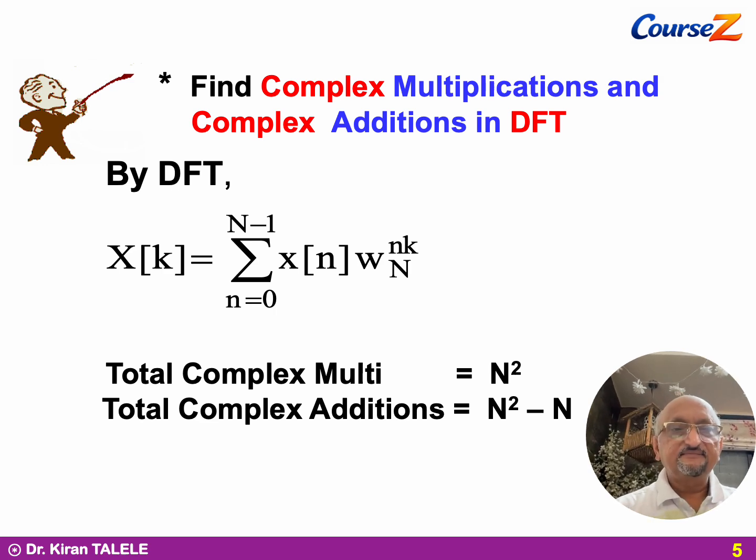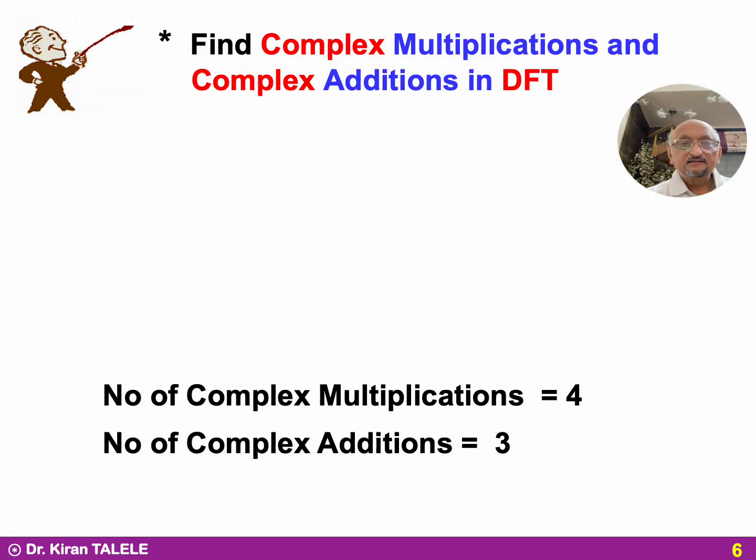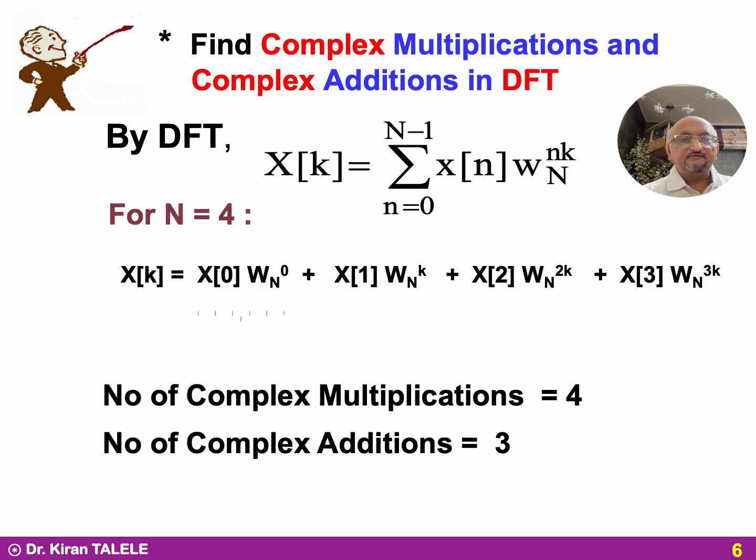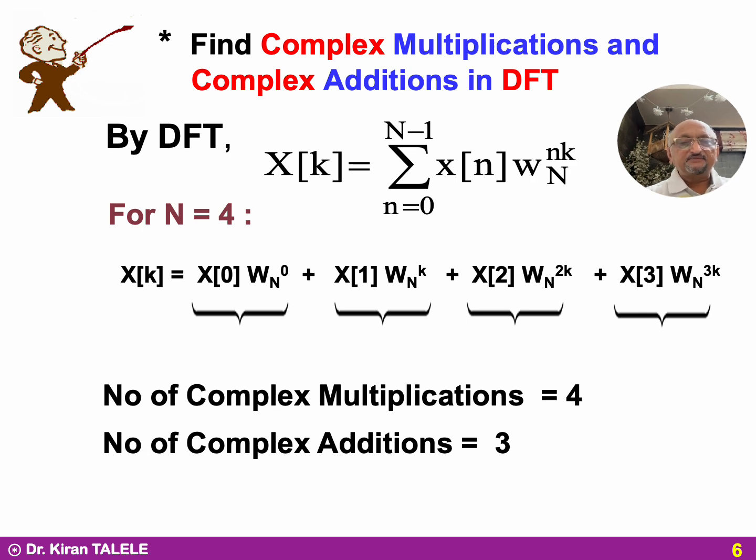Let's do this in detail. Let's find complex multiplications and complex additions involved in DFT calculations. By the DFT formula, if we expand this summation term, say for N equal to 4, we get 4 terms to be added. In every term, 2 numbers are multiplied. Assuming x of n complex, total number of complex multiplications in this expression are 4 and total number of complex additions are 3. 3 times you have to add these 4 numbers. In general, number of complex multiplications are N and number of complex additions are N minus 1.